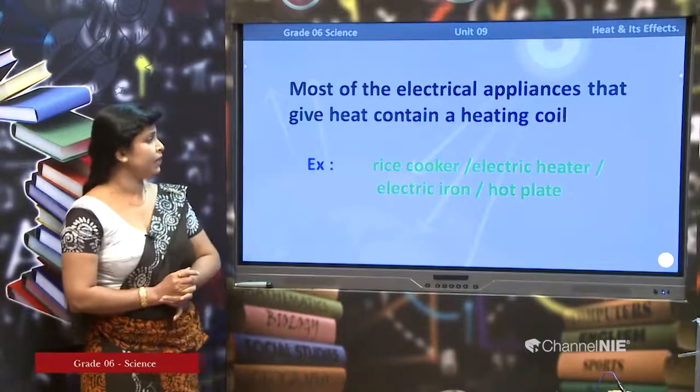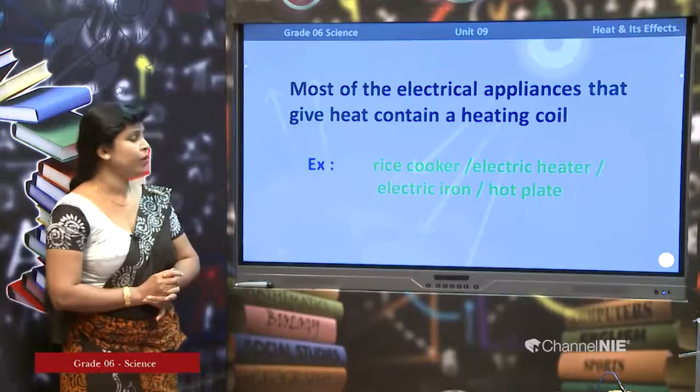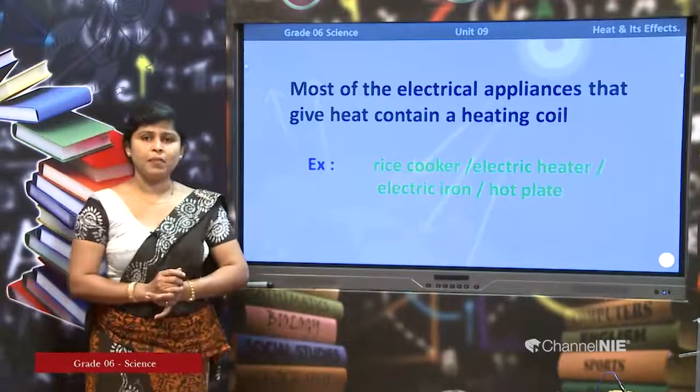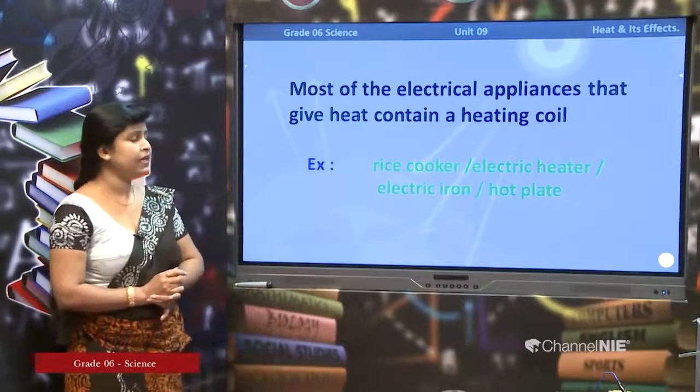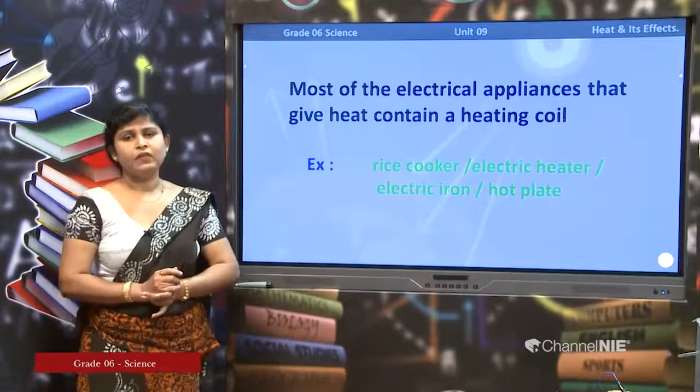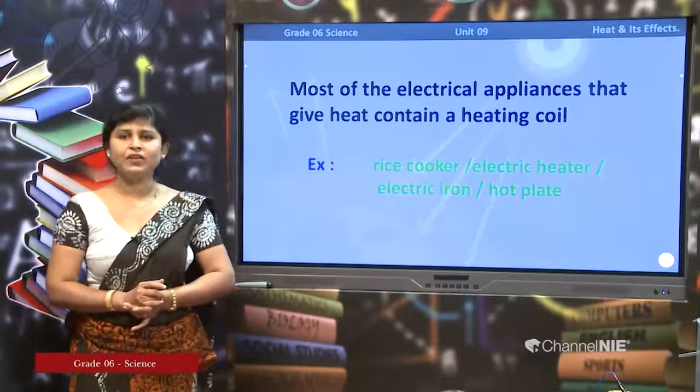Rice cookers, electric heaters, electric iron, hot plate, all these appliances contain a heating coil. When the heating coil is supplied with electricity, the coil is heated up and then we can get the heat from the appliance. I think you can understand it now.